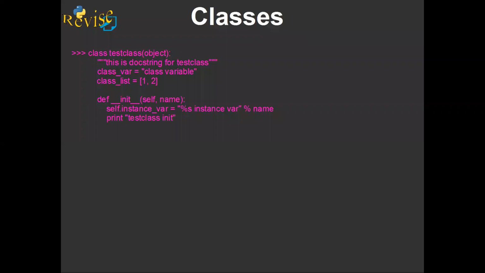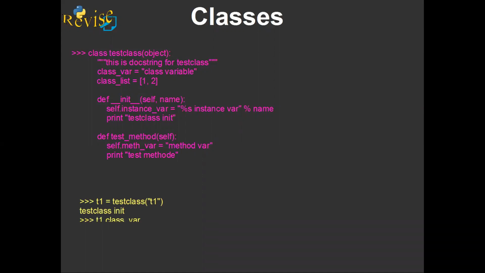Now we'll take the same example. Here, this is a test class, inherits object, with a class level variable. Here we have a class list as an added class level variable. Then this is the constructor or init method and a test method. Now we'll initialize the test class with a T1 instance. So once we initialize, the init method gets called and it prints test class init and it initiates the instance variable.